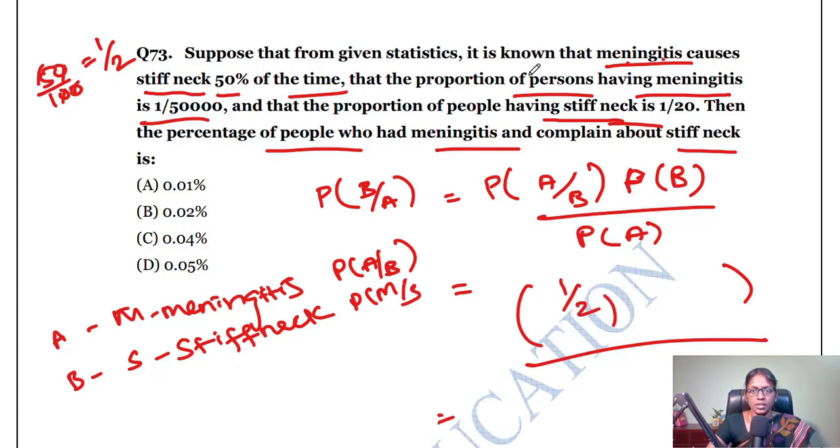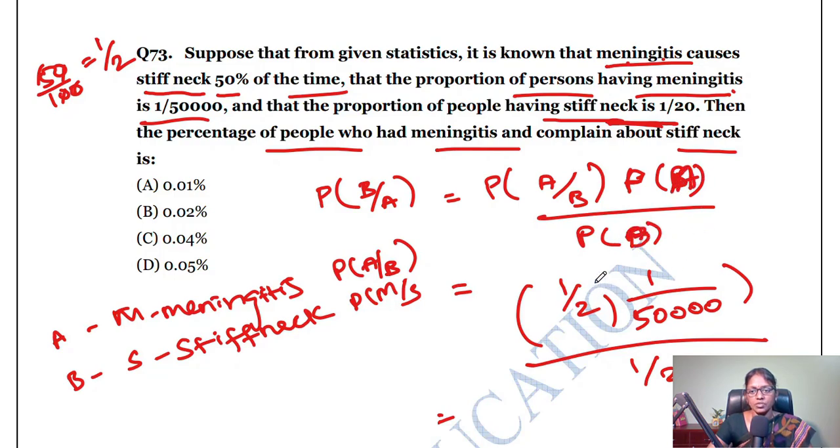The next one is the proportion of persons having Meningitis. The proportion of persons having Meningitis is M, that is 1 by 50,000. The proportion of people having stiffening is 1 by 20. This is the probability of A and this is the probability of B.